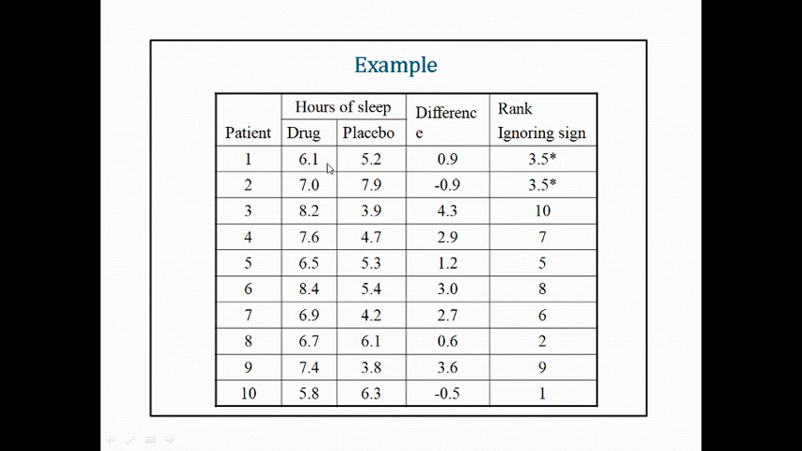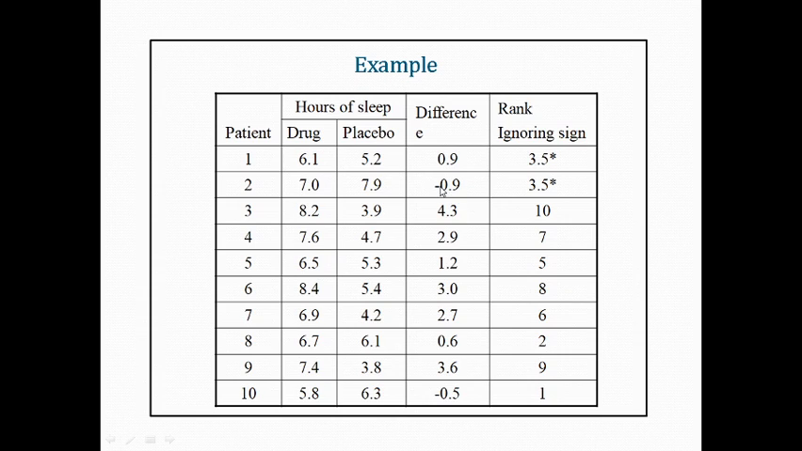If we subtract, 6.1 minus 5.2, the difference is 0.9. Then 7 minus 7.9 is minus 0.9. These are the difference column. You can write these differences in ascending order, ignoring their sign, and give the rank. So 0.5 is the minimum number, so it gets rank 1. 0.6 is the second number. The third number is 0.9, and again this is 0.9.